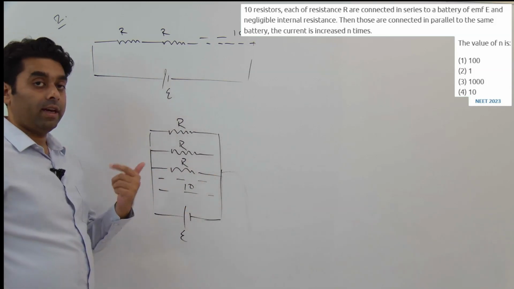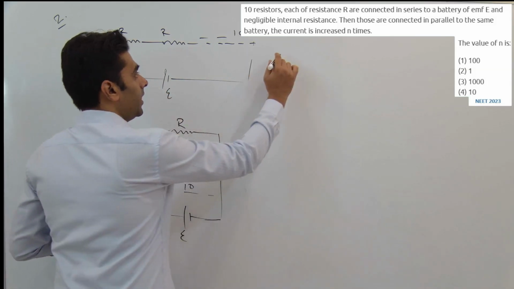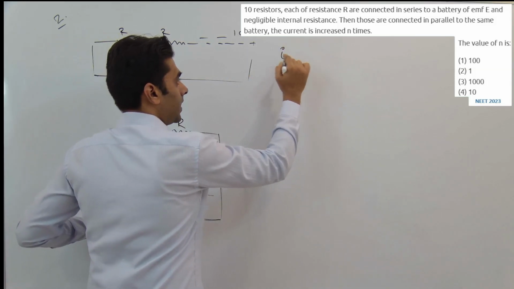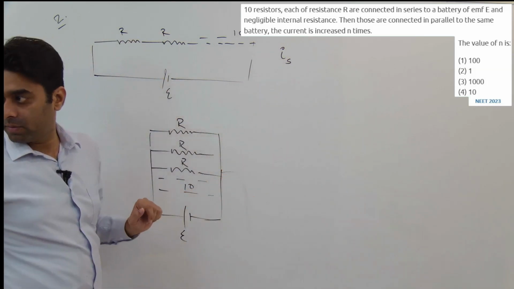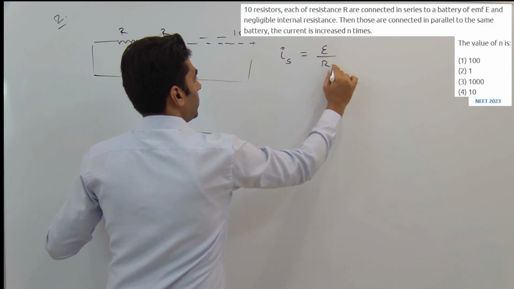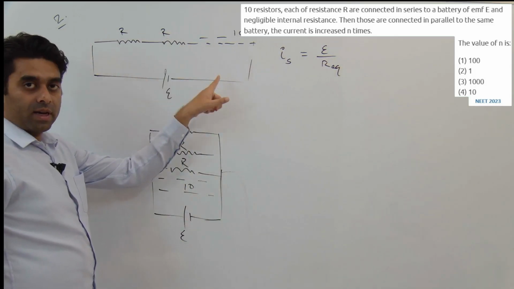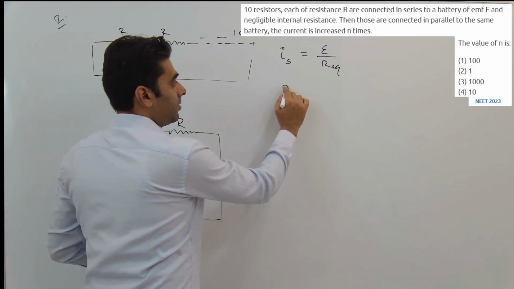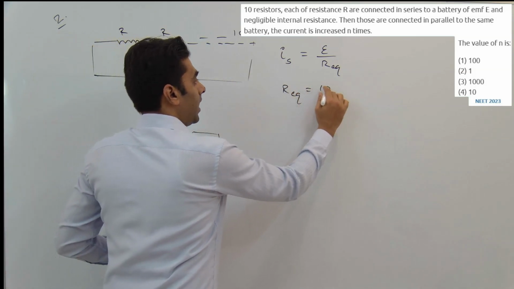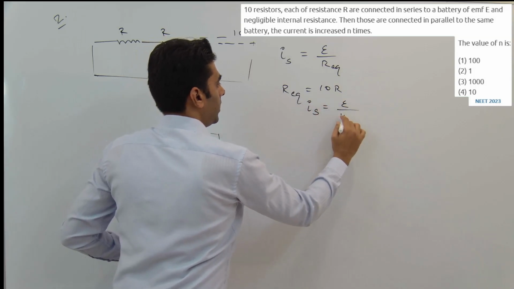EMF. So they are asking us how much the current is increasing. So let us find out. What can I write? Current IS. IS is current in the series. Current in series, what can we write? E by R equivalent. What is our R equivalent over here? R plus R plus R plus R, 10 times. That means R equivalent will become 10R. So IS value comes out E by 10R.